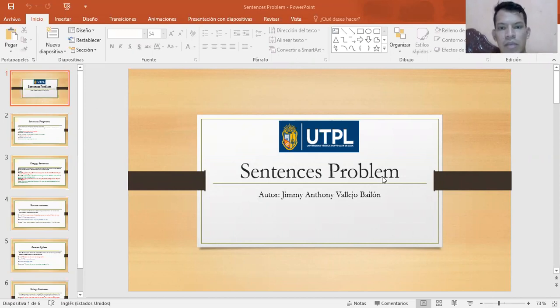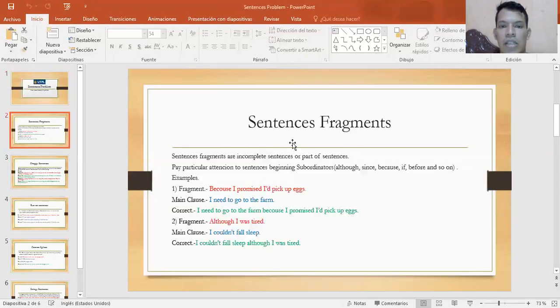Well, today's topic is about sentence problems. There are several ways in which sentences are written in a bad way, sentences with mistakes, and we have almost five cases that we are going to talk about on this occasion. One of these cases is sentence fragments. Sentence fragments are incomplete sentences or parts of sentences.